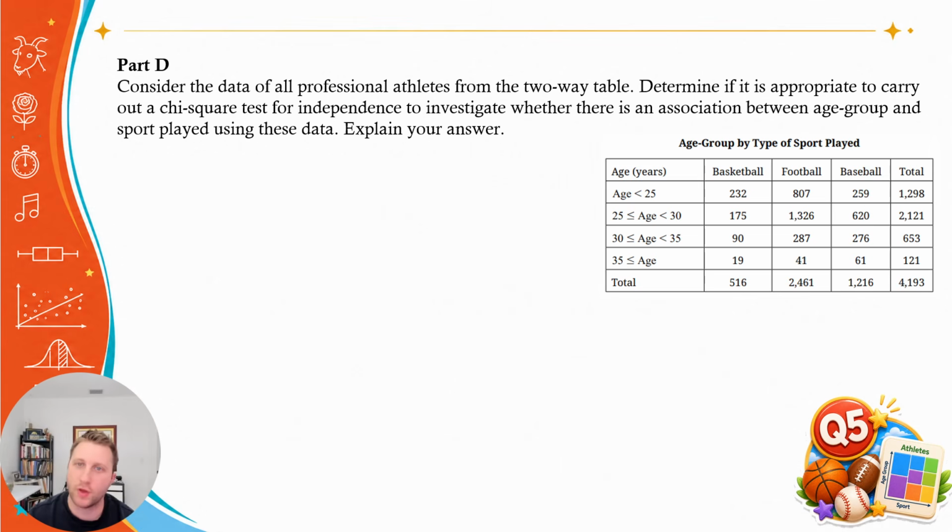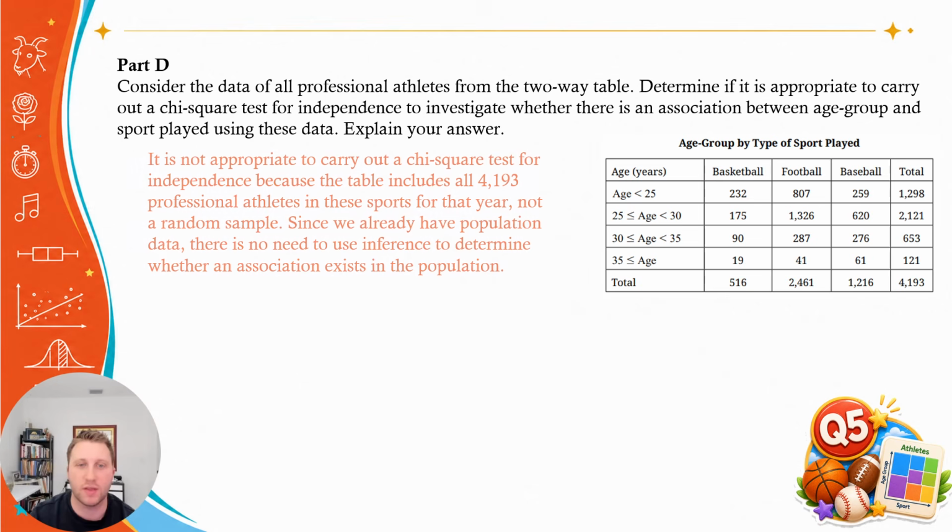And at this point in the question, I can totally sympathize with those of you that were writing this with pen or pencil on paper, because my wrist would be starting to hurt. This question is getting a little bit long. But part D, the final part, says, consider the data of all professional athletes from the two-way table and determine if it's appropriate to carry out a chi-square test for independence to investigate whether there's an association between age group and sport played using this data. And I said, no, it is not appropriate.